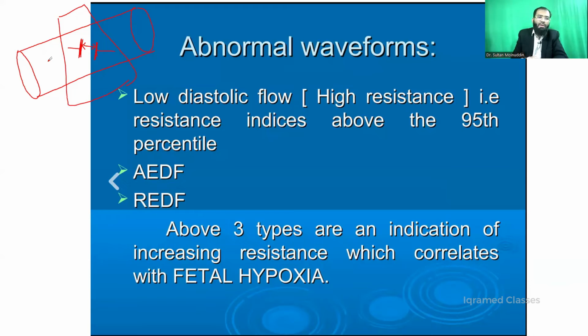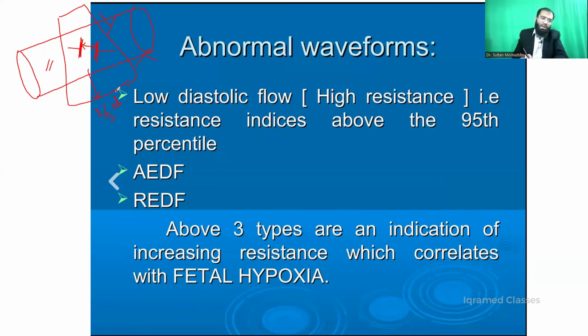Okay. So if you put it too low, again you would get a false reading. If you put it too large, again you would get false readings. So you should put it such that it is present in the center of the vessel which you want to measure, and it should cover two-third of the diameter of the vessel. Okay, this is the ideal placing of the sample gate.